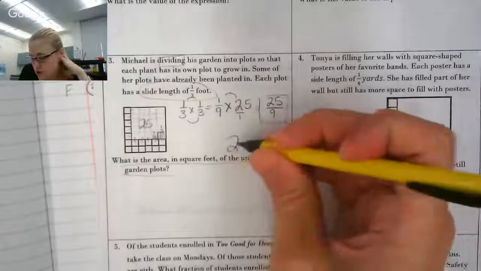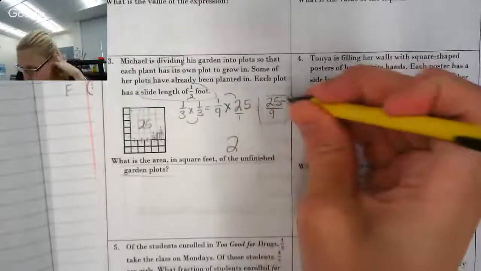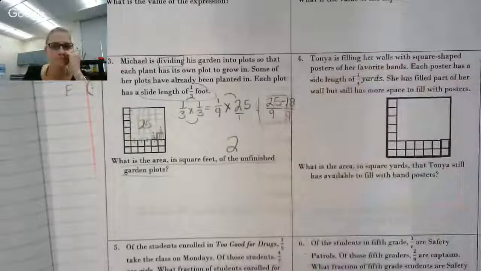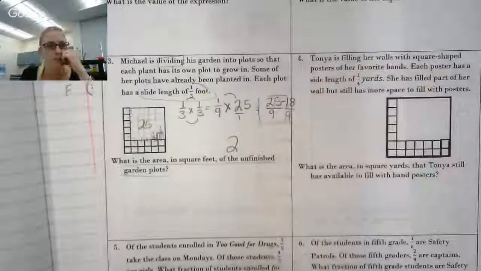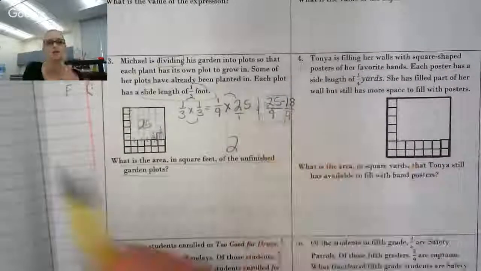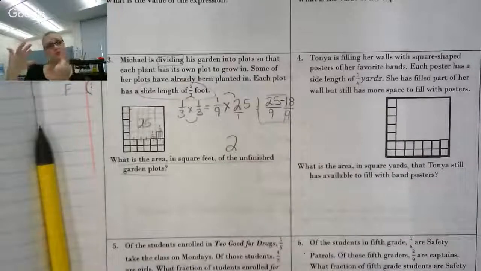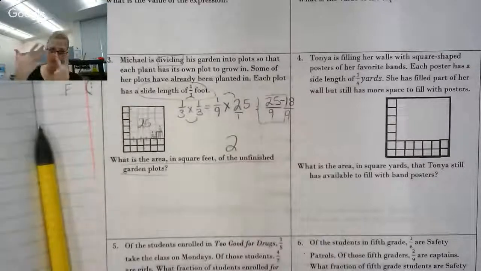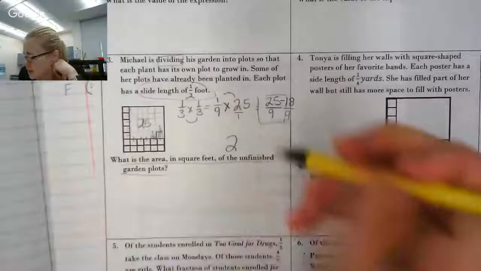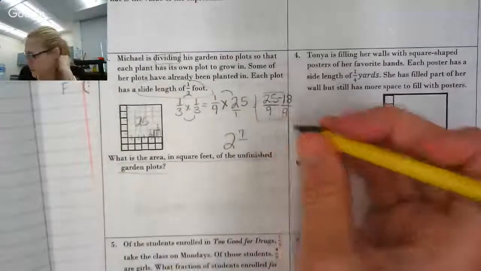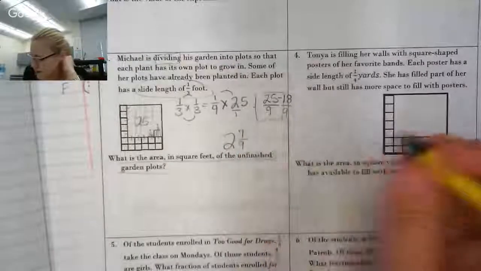So 2 times 9 means I took away 18 ninths. So 25 take away 18. If I didn't know that, I could rewrite it going up and down, or I could start at 18 and count up to 25. So I could go 18, 19, 20, 21, 22, 23, 24, 25. And I realized that 25 take away 18 is 7. And my denominator would then be ninths. So 2 and 7 ninths.